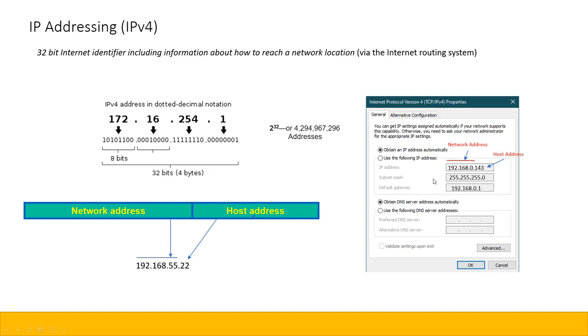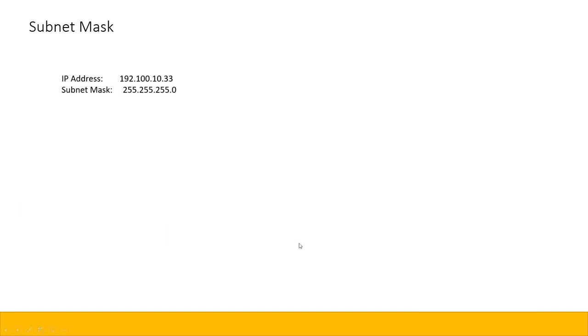What are these? Basically, the subnet mask defines what part of the IP address is a network address. If you see here, where we have 255, it means all ones. So the first three octets, 192.168.0, would be the network address. The last octet specifies the host address, and together the network address and the host address constitute the IP address.